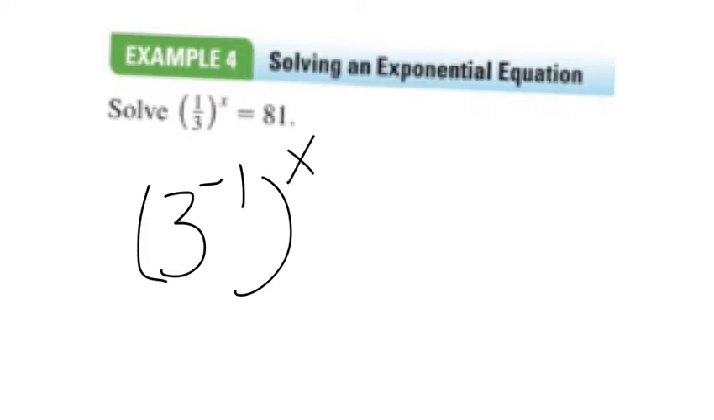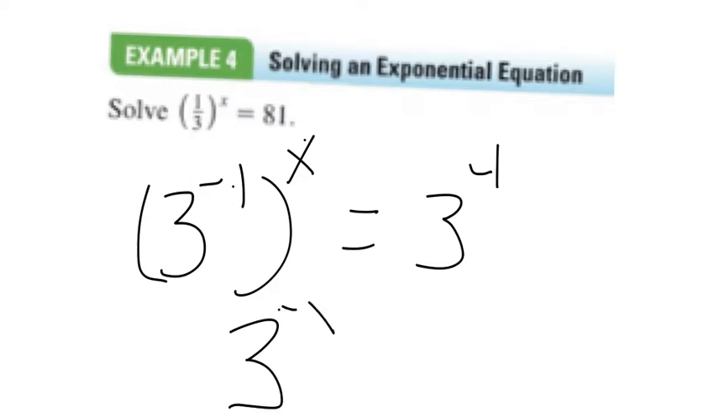So now we're going to learn how to solve an exponential equation. Like if you're told to solve 1/3 raised to the power of x is equal to 81. 1/3 can be rewritten as 3 to the negative first raised again to a power of x is equal to 81. Remember, 81 can be rewritten as 3 to the 4th. So multiply the exponents, and you have 3 to a power of negative x equals 3 to the 4th.